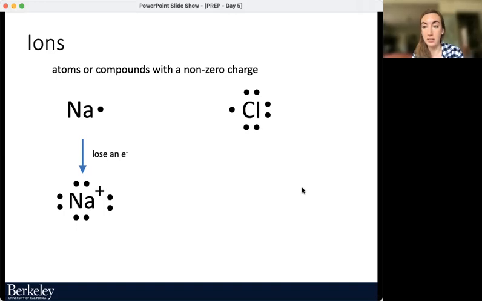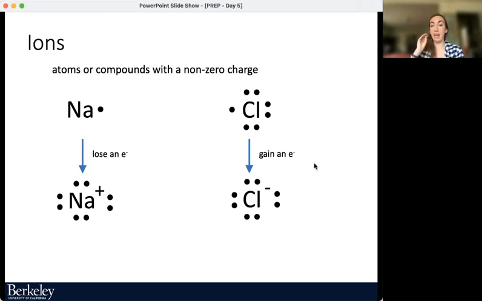It wants 8. So it can either form a bond with something like carbon, like it did on the previous slide, and form a normal covalent bond to share, or it can steal an electron from somebody else, gain 1 extra electron, and now it has more electrons than protons, so it has a -1 charge. So it now has a full valence shell because it stole an electron from somebody else. Does anyone have questions on either of these?